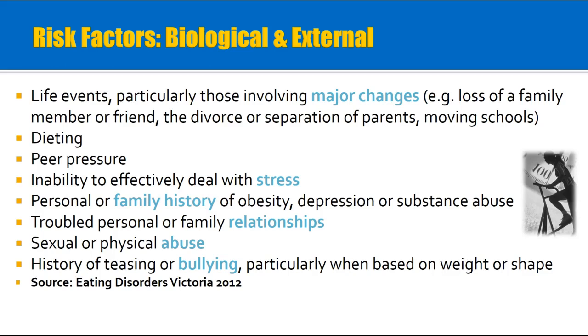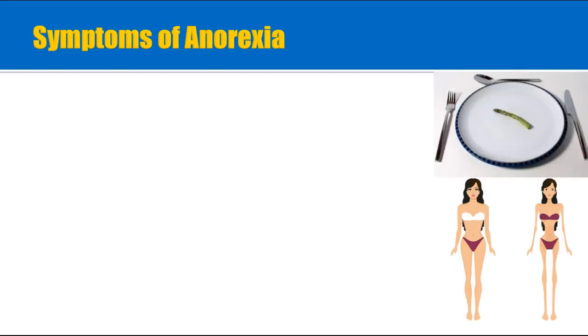So some other major changes in life may bring on anorexia nervosa, as well as dieting, peer pressure, inability to deal with stress, a family history of obesity, depression or substance abuse, troubled relationships, physical or sexual abuse, a history of bullying or teasing, specifically around weight or shape.